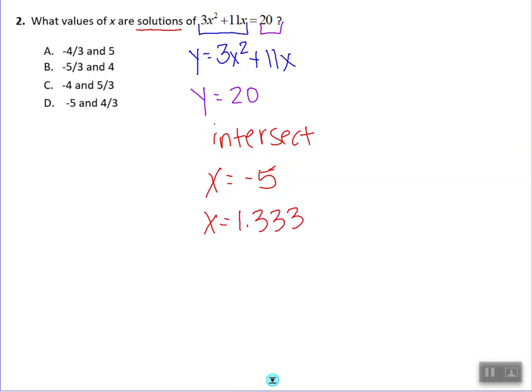Now, my answers are in fractions, not decimals, but let's go ahead and narrow it down. We know that we need a negative 5 as one of our solutions. A does not have a negative 5, neither does B, neither does C. So our answer should be D, but let's go ahead and double check.